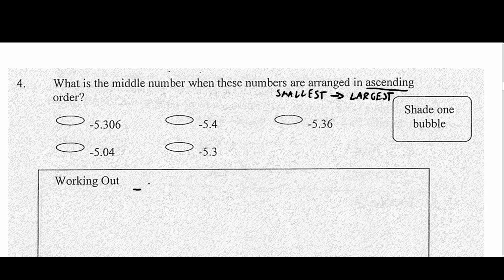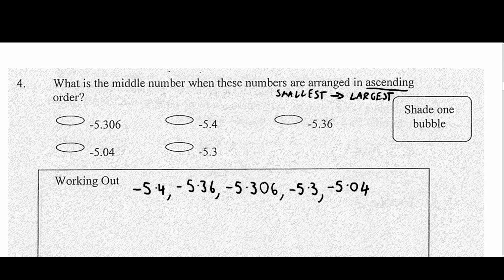Okay, so we've got -5.4, and then we're going to have -5.36, then -5.306, then -5.3, then -5.04.